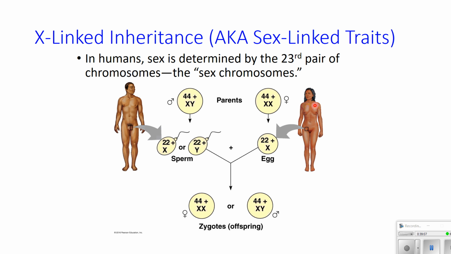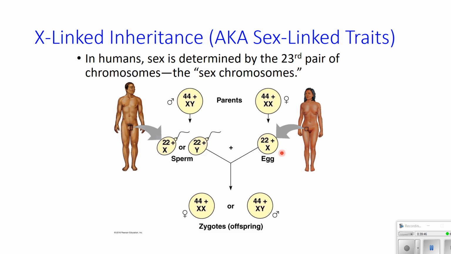So when gametes are made, when meiosis occurs in the ovaries to make eggs, every single egg should get 22 autosomes, that's half of the autosomes, and one copy of the X chromosome. But in men, when sperm cells are made, half of the sperm are going to get the X chromosome and the other half of the sperm are going to get the Y. So what does this mean? It means that sex is determined by sperm and not by egg.